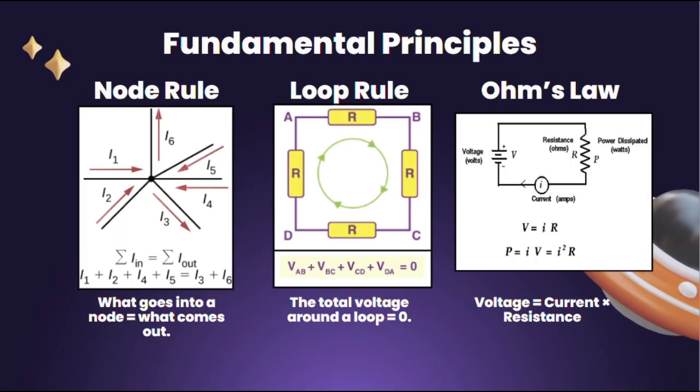The fundamental principles in this lab were the node rule, loop rule, and Ohm's law. The node rule basically states that what goes into a node is equivalent to what comes out. The loop rule is that the total voltage around a loop is 0. And Ohm's law basically states that voltage is current times resistance.